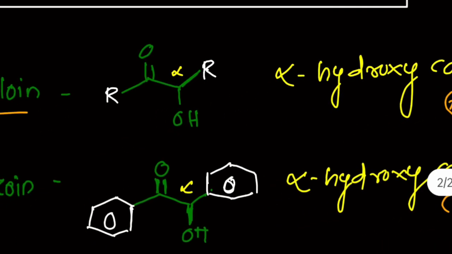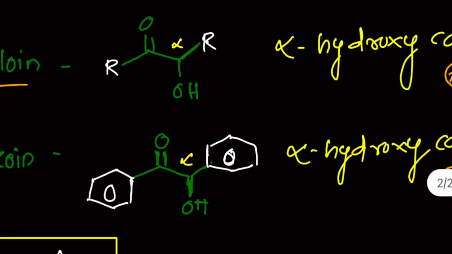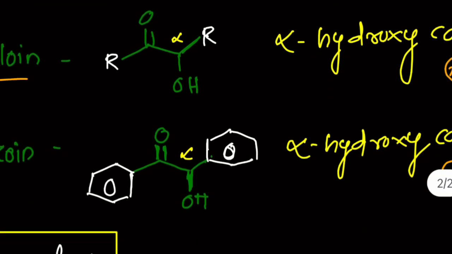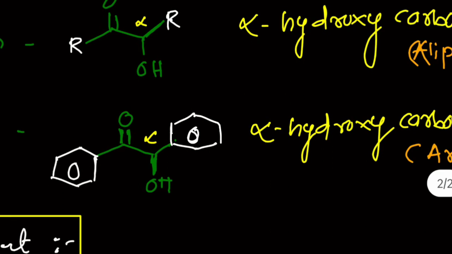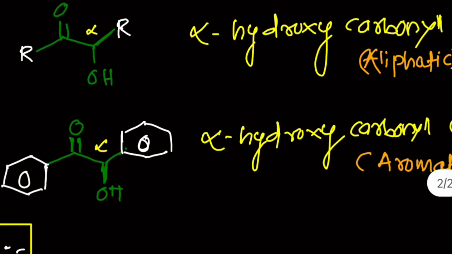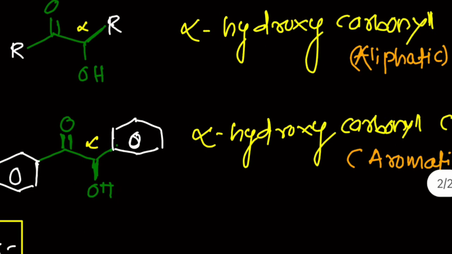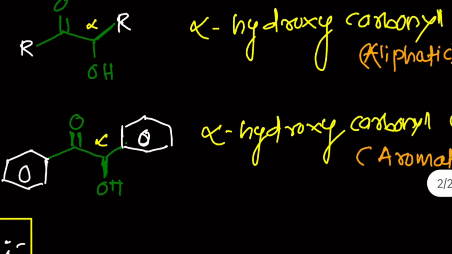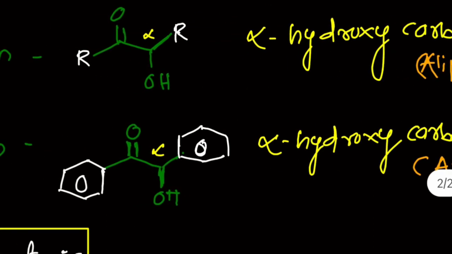If you replace that alkyl group with a benzene or aromatic ring, then that molecule is called a benzoin. You know that benzoin condensation is a well-known reaction. That is also an alpha hydroxy carbonyl. But the difference is that in benzoin there is an aromatic skeleton, while in the case of acyloin there is an aliphatic skeleton.